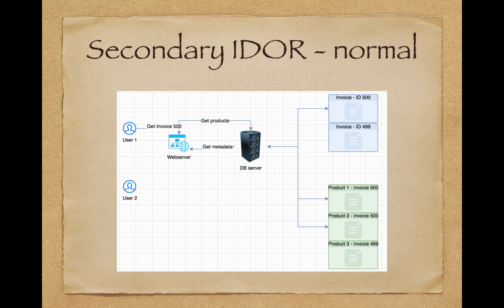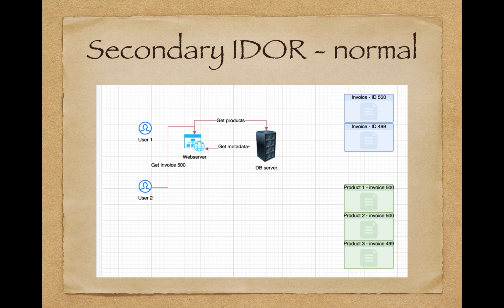So first I'm going to explain the normal situation. User 1 wants to read the invoice 500 and he requests that in his browser. Now the browser, when the user 1 clicks the button get invoice, the browser actually makes 2 calls to the server. First it has to get the metadata for the invoice. That includes like the name of the invoice, the amount, where to send it to, all that kind of stuff. And when it has that, it needs to get all the products. So for invoice ID 500, it will get product 1 and product 2. Simple as that. That's how it's supposed to work.